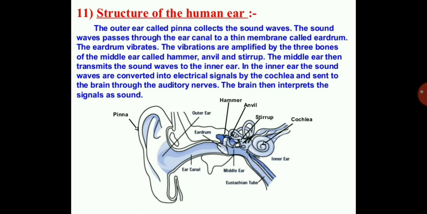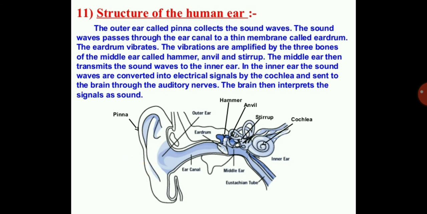Next, everything we have learned about sound, but the main part is that we need to hear. So how do we hear? We hear with the human ear. The structure of the human ear: the outer ear is called the pinna. See in the diagram, this is the pinna. It collects the sound waves. All the sound waves are collected into the pinna.